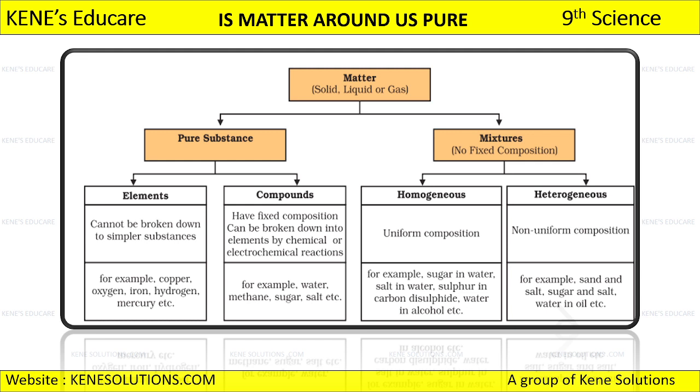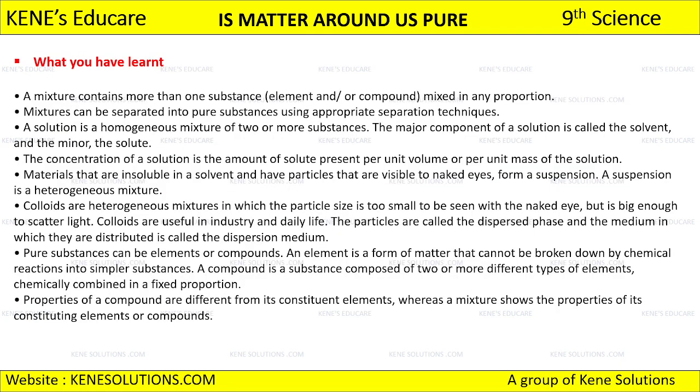We will discuss how matter is further classified as pure substances and mixtures, where pure substances are further classified as elements and compounds, and mixtures are further classified as homogeneous mixtures and heterogeneous mixtures. So this table is also very important, which we will discuss in the last class, and this is how we will end the lesson, Is Matter Around Us Pure, with a summary discussion on it.